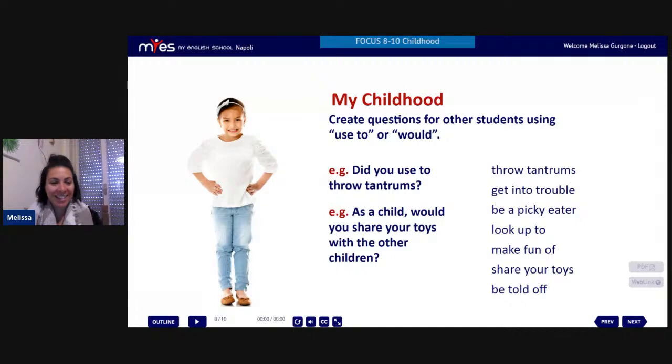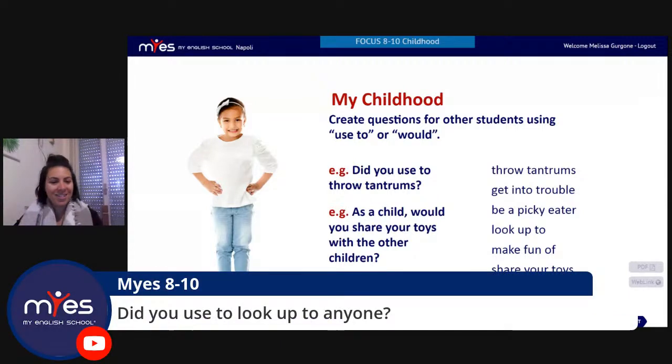Let's have a look at the next one. Look is possible with would, but it doesn't sound right. Used to is better here. Okay, we could ask, did you used to look up to anyone? Did you used to look up to anyone?